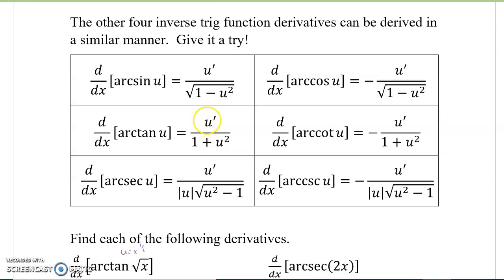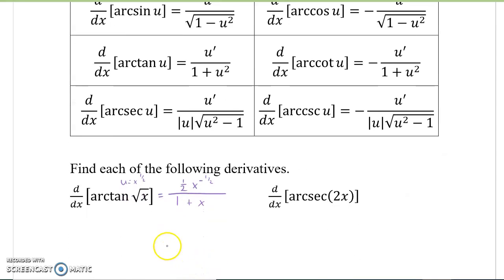In this case, we're just going to replace u prime with the derivative of this. And so that's going to work out to be 1/2 x to the negative 1/2 in the numerator. And then in the denominator, we have 1 plus u squared. 1 plus u squared is going to be 1 plus x. And sure, I suppose we could leave the answer like that, but it's probably nicer to simplify this a bit.